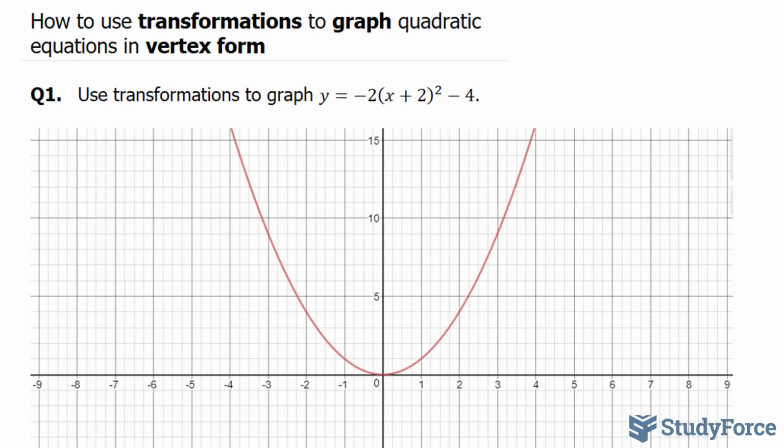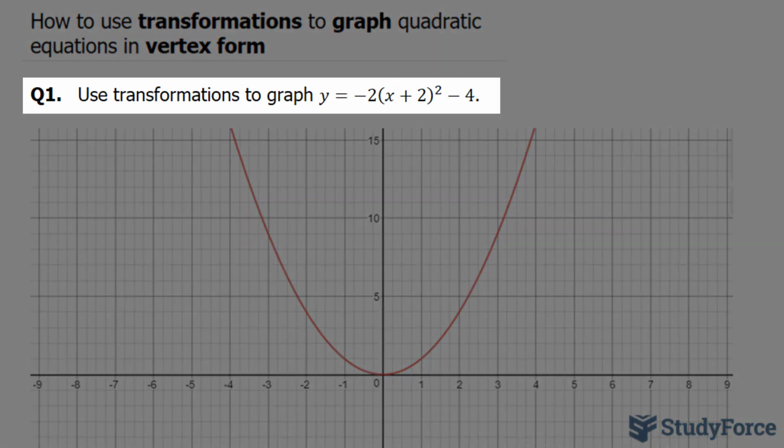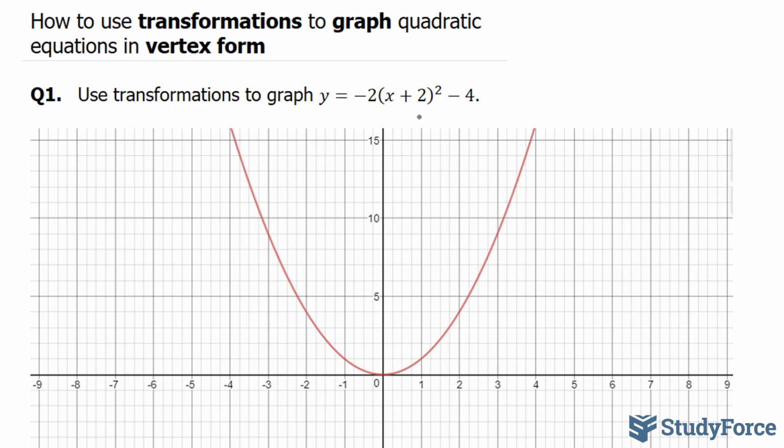In this video, I'll show you two examples on how to use transformations to graph quadratic equations in vertex form. The question reads, use transformations to graph y is equal to negative 2 times (x plus 2) to the power of 2 minus 4. The vertex form gets its name from the idea that you can derive the vertex of a parabola simply by analyzing the equation itself.